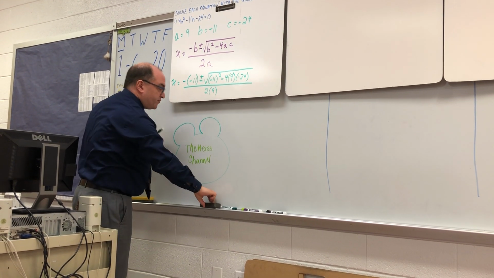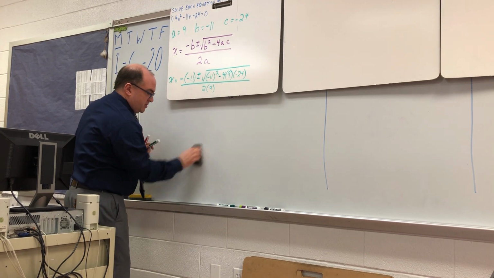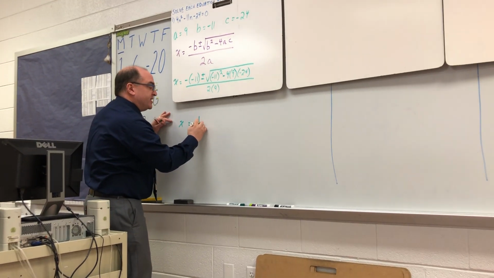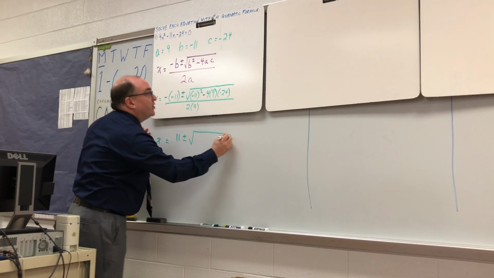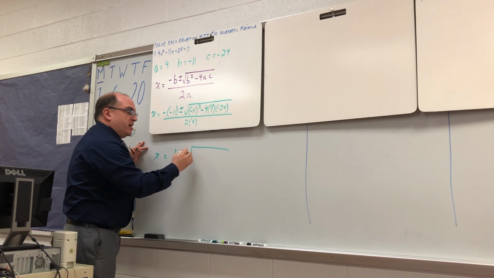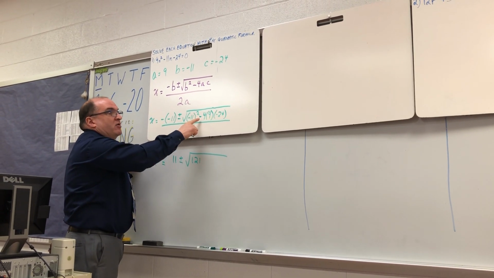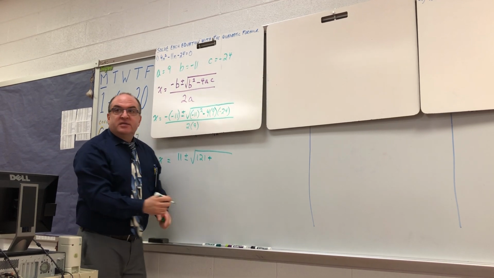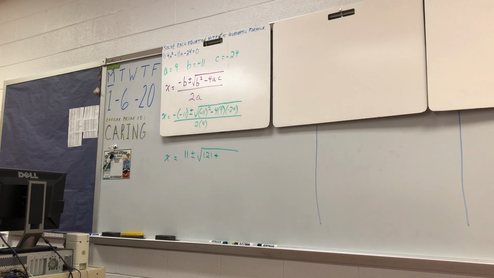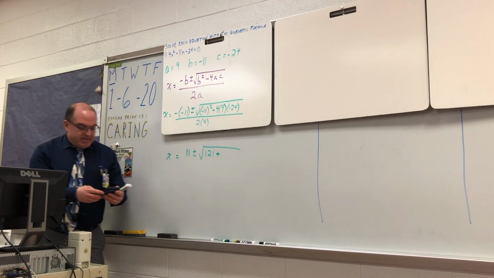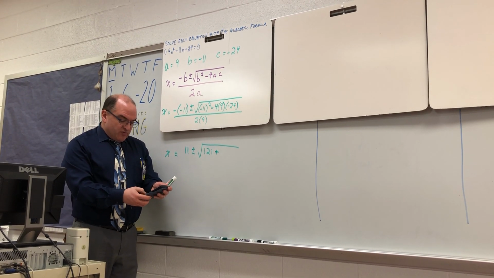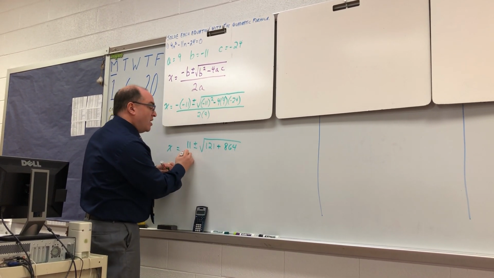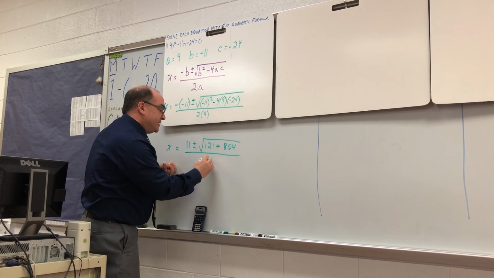Okay? So now we're going to figure out what all that is. Okay, so negative 11 is positive 11, plus or minus, square root. Negative 11 squared is 121. Now, you see here we have minus and a minus here. Negative times a negative is going to be a positive. Does everyone understand what I'm talking about there? Okay. So now, what is 4 times 9 times 24? 4 times 9 times 24 equals 864. All over 2 times 9 is 18.